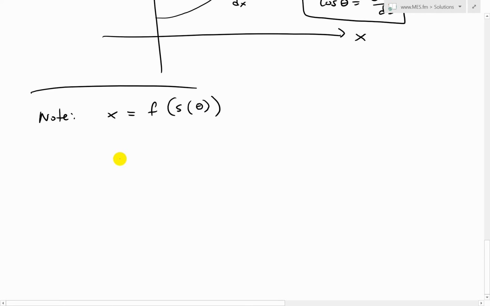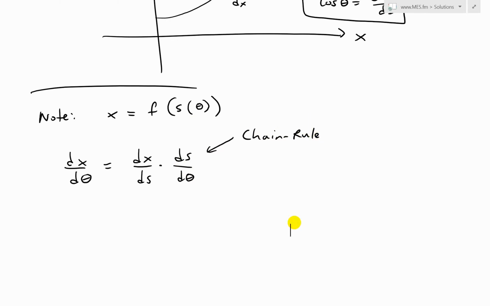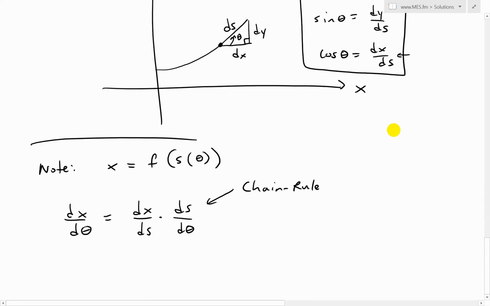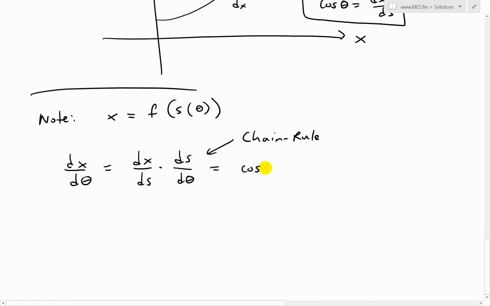So what Wikipedia does is dx over d theta. The way it does this, using the chain rule, is we take the derivative in terms of ds, because x is a function of it, and then multiply by the derivative inside, ds over d theta. I'll write this out as chain rule, and you can learn more in my earlier videos on that. Now that we've written it like this, notice dx over ds is just cosine, so that equals cosine theta.